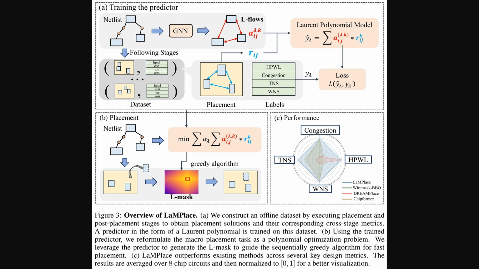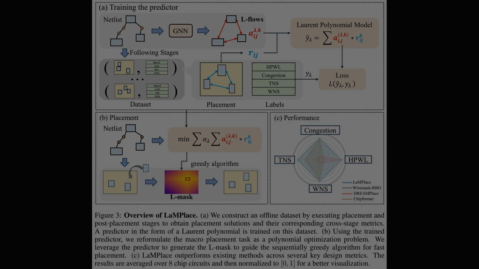Next, Part B shows this predictor creating an L mask, a heat map, guiding a greedy algorithm for fast macro placement. Finally, Part C is a performance chart, visually confirming LaMPlace achieves better results on key design metrics.